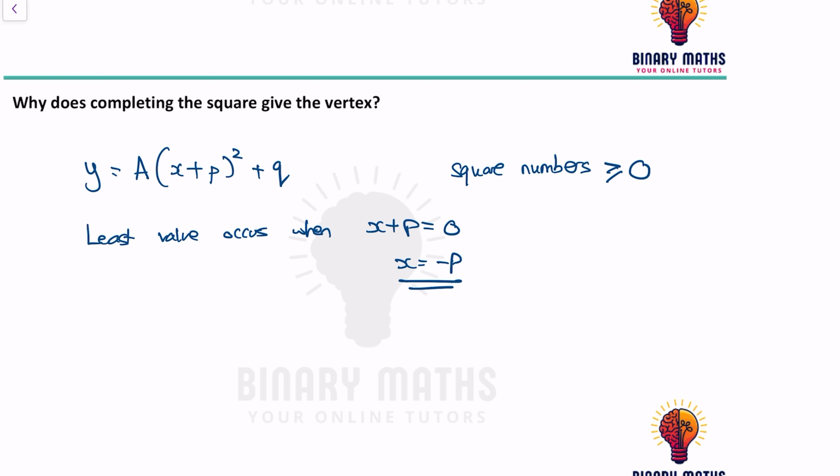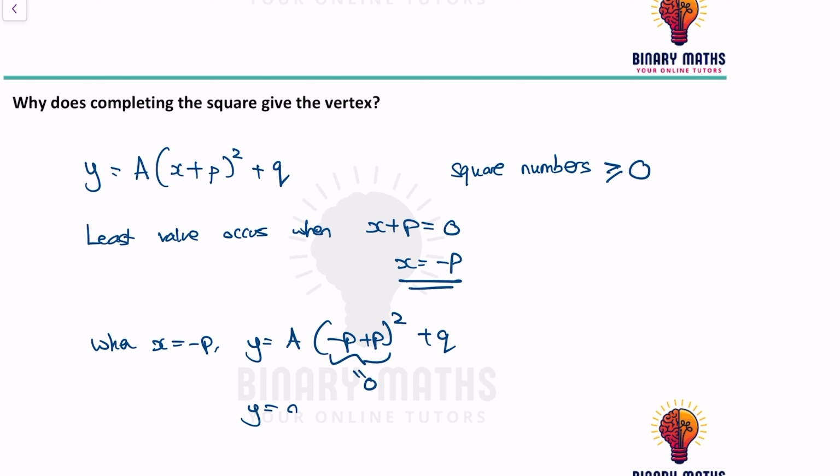But when x is equal to minus p, your y value will be a times 0 plus q, because the squared bracket, x plus p squared, is just 0. So you get y is equal to q. That means the vertex is at minus p, q. So once you've got it in completed square format, your vertex is at this point, minus p, q.